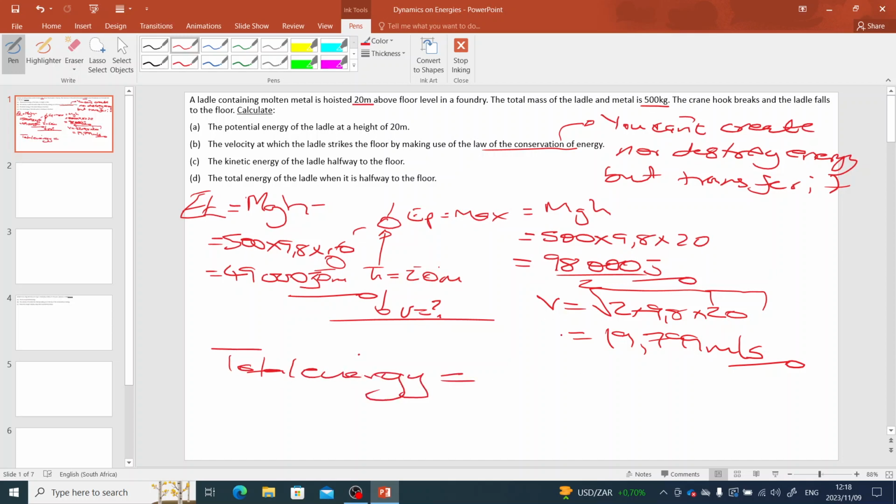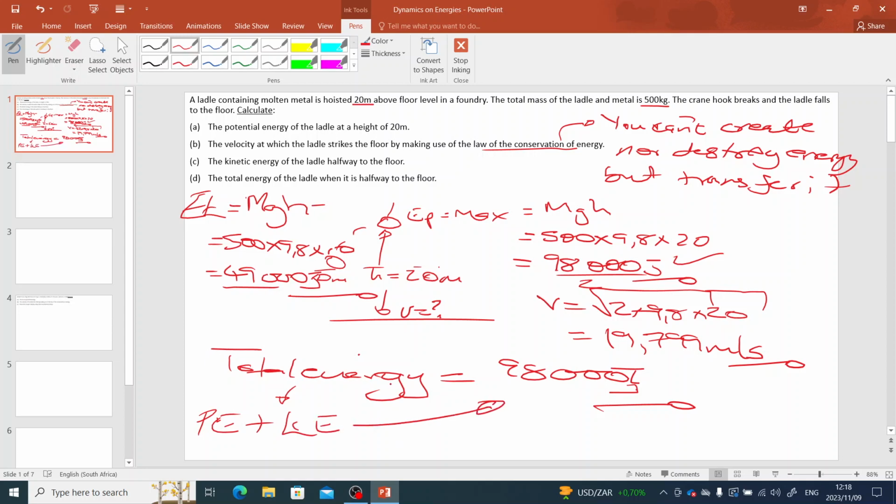Now, the total energy would be 98,000 joules because we know that halfway it is this, another half would be 49,000, and when you add the two you get 98,000. In short, the total energy consists of EP plus EK, then we get our answer as 98,000. This is how you tackle that question.